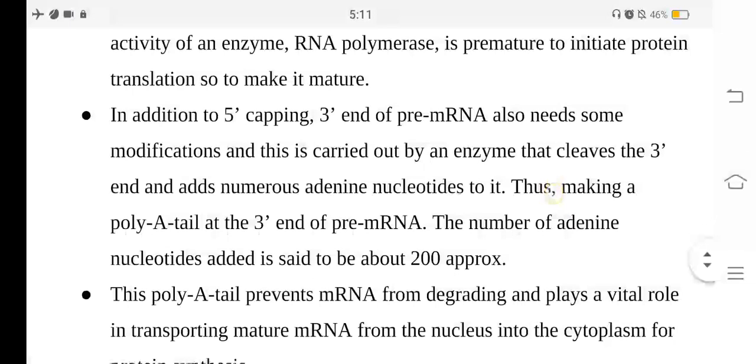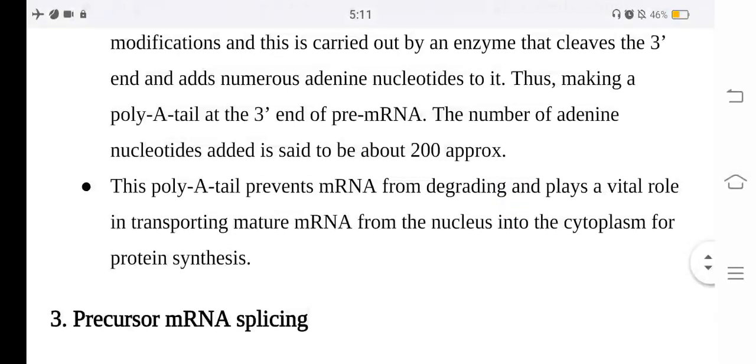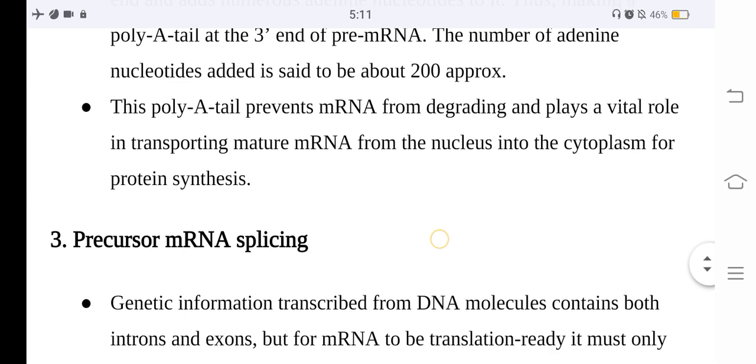In addition to 5' capping, the 3' end of a pre-mRNA also needs some modifications, and this is carried out by an enzyme that cleaves the 3' end and adds numerous adenine nucleotides to it, thus making a poly-A tail at the 3' end of the pre-mRNA. The number of adenine nucleotides added is about 200. This poly-A tail prevents mRNA from degrading and plays a vital role in transporting mature mRNA from the nucleus into the cytoplasm for protein synthesis.